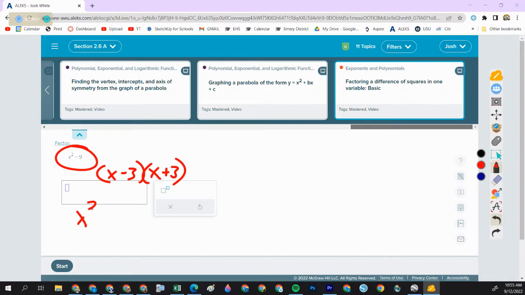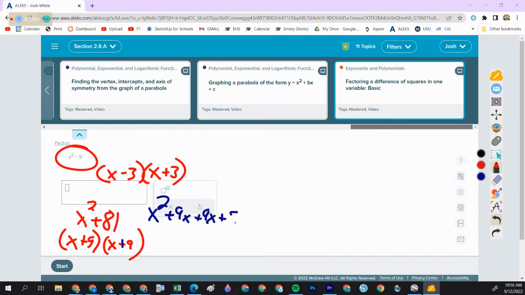What if I had x squared plus 81? How would that factor? So x plus 9, x minus 9, what do you guys think? Hopefully somebody disagrees. Why won't that work? When I multiply it out, I'll get x squared plus 9x plus 9x plus 81. And the 9x and the 9x do not cancel.